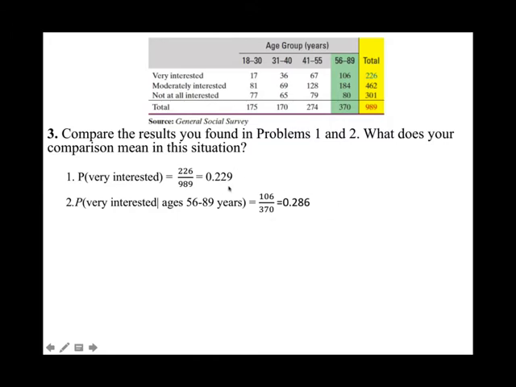So you compare the results of these two problems. You can see the result in problem 2 is larger than in problem 1. This means that if you only pick one person, and their age is between 56 and 89, they are more likely to be very interested in international issues than someone you pick from all the surveys. All the surveys means including all ages.